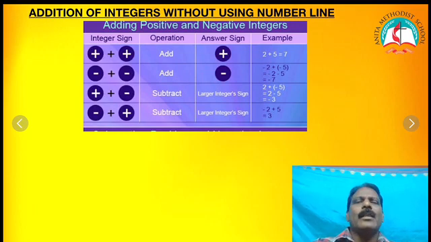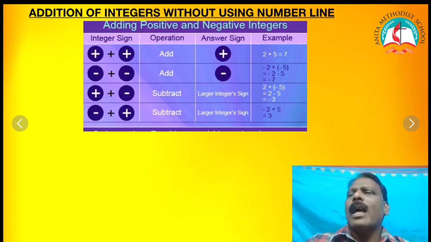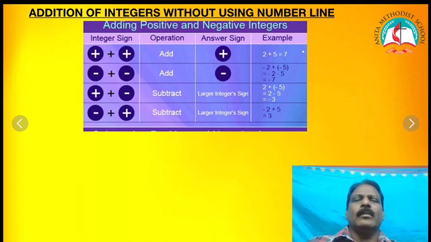Integer sign plus, adding plus, what will come? Plus. Okay, an example is given: 2 is a positive number, plus 5 is a positive number, adding simply gives 7. The second, minus adding minus. Understood, children? Be careful. This mistake will come for everyone. Very, very important concept this.